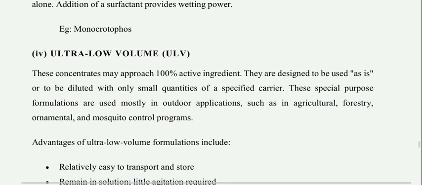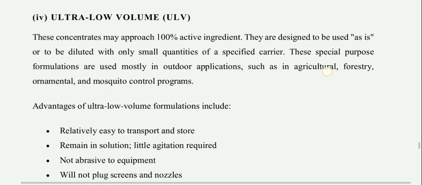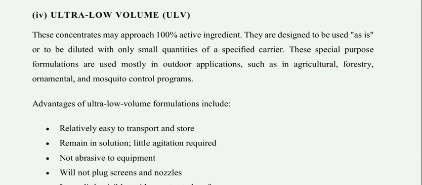Monocrotophos. Ultra low volume, ULV. These concentrates may approach 100% active ingredient. They are designed to be used as is, or to be diluted with only small quantities of a specific carrier. These special purpose formulations are used mostly in outdoor applications such as agricultural, forestry, ornamental, and mosquito control programs.